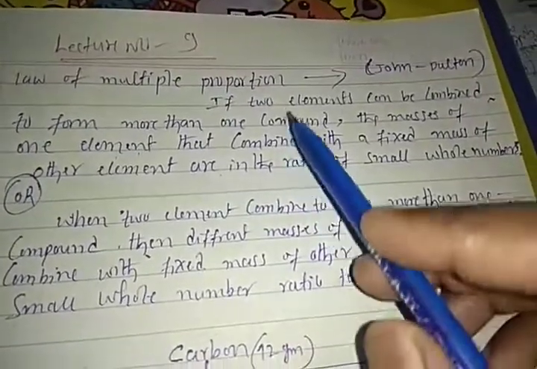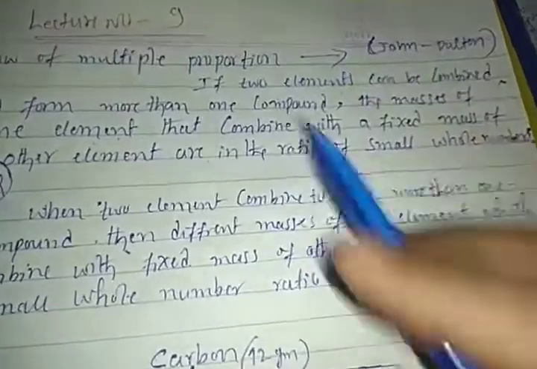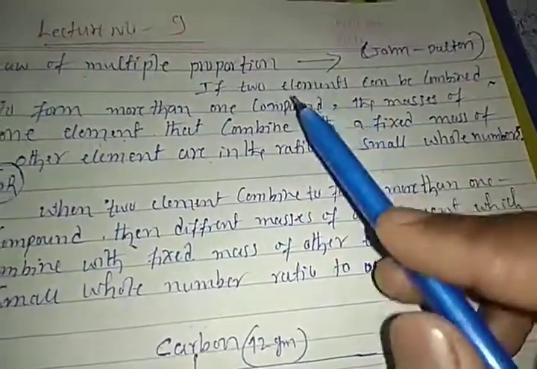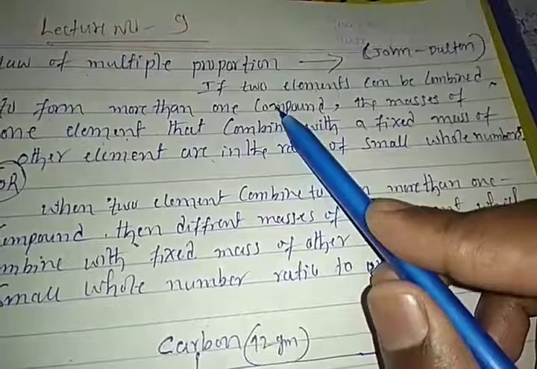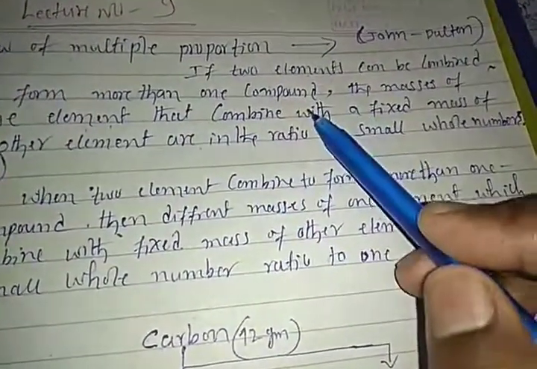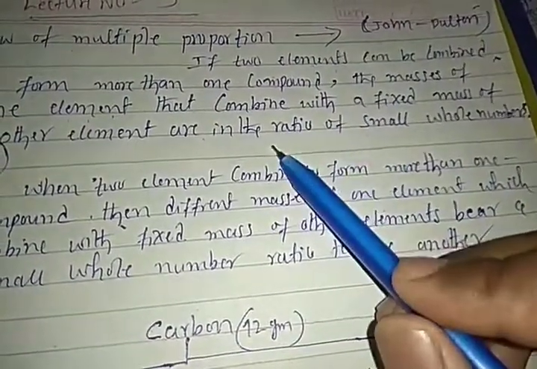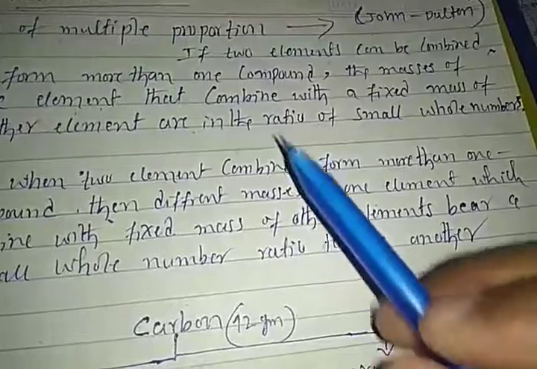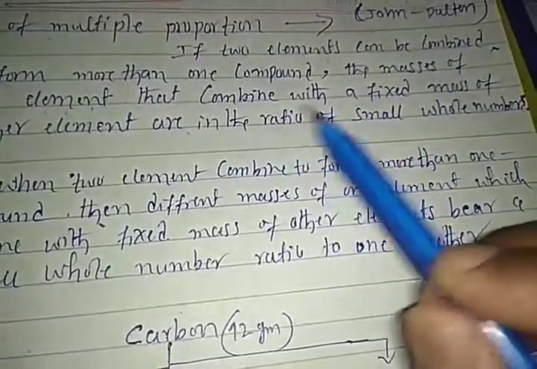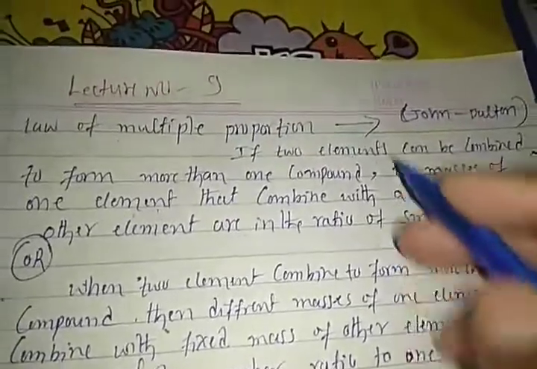It means, students, one element's mass is fixed, say A. A reacts with B to form AB. A reacts with C to form compound AC. Right. Between B and C, the masses differ only by a simple whole number, a small difference.